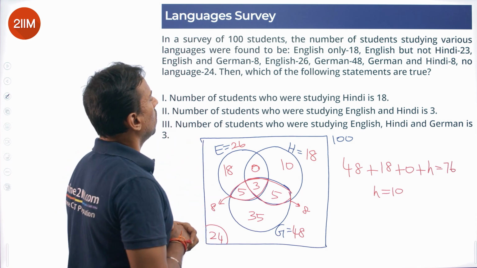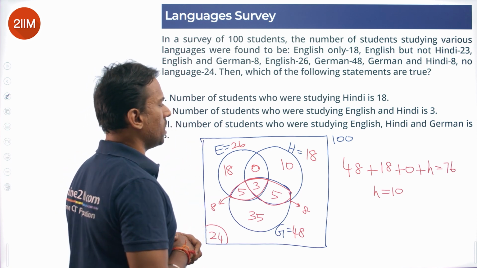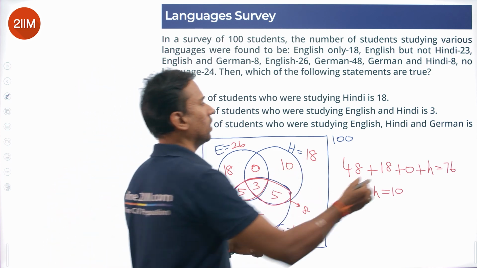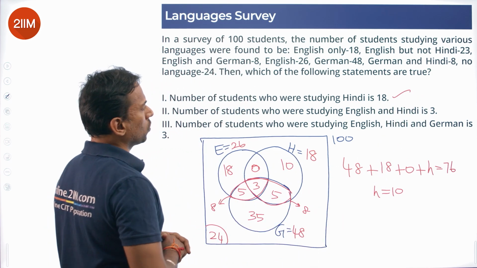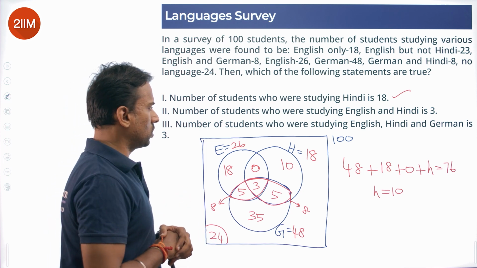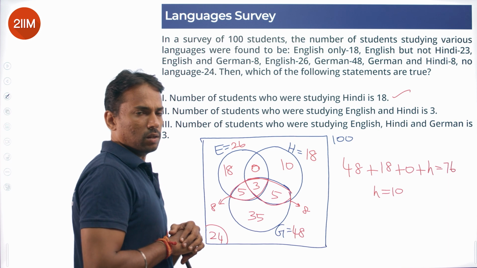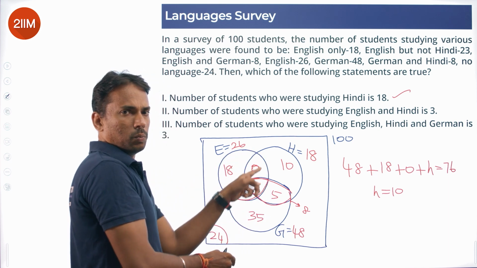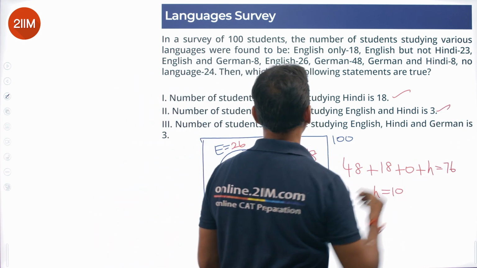First statement says the number of students who are studying Hindi is 18. Number of students Hindi is 18, which is correct. The number of students who are studying English and Hindi is 3. That means this portion, 0 plus 3. Yes, it is 3. This is also correct.